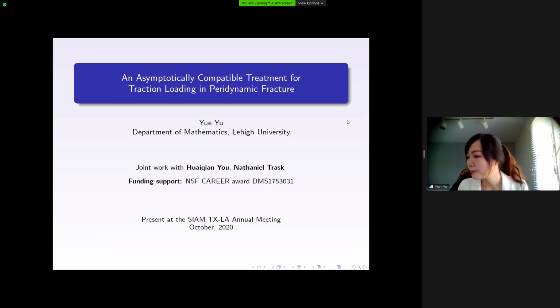Thank you. Here I want to emphasize that our main focus in this work is a little different from some other works. We try to develop a complete workflow that combines the handling of the traction loading and the evolution of the boundaries by breaking bonds, and also by handling the Meshfree quadrature rules. At the same time, we hope it still preserves the asymptotic compatibility.